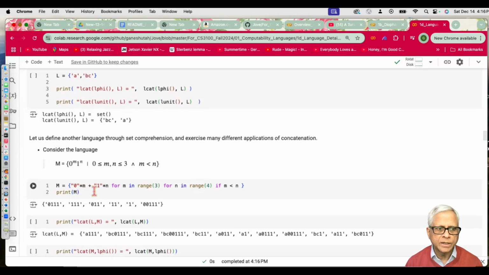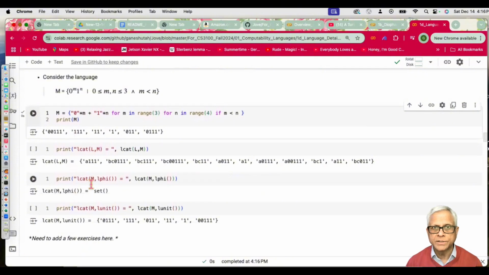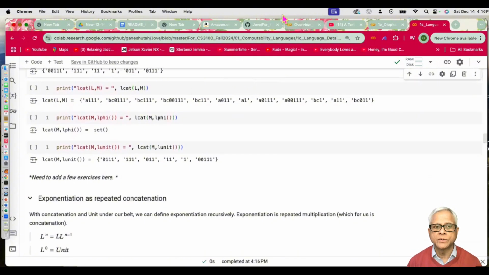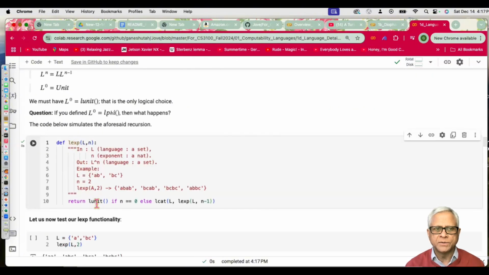Similarly, you have other ideas here. So suppose you want to generate all the 0 raised to m, 1 raised to n, such that m is in this range. You can see that this set of string concatenations of zeros followed by ones can be generated. So now let us continue illustrating exponentiation.